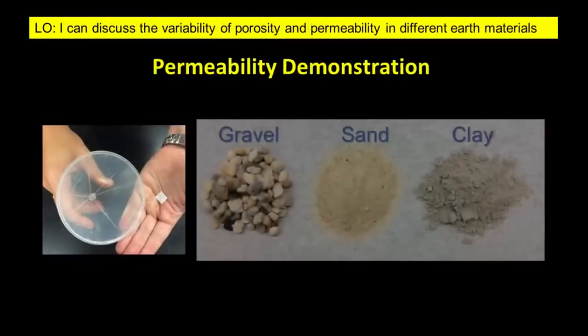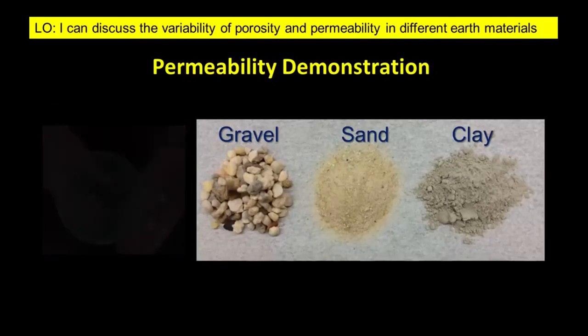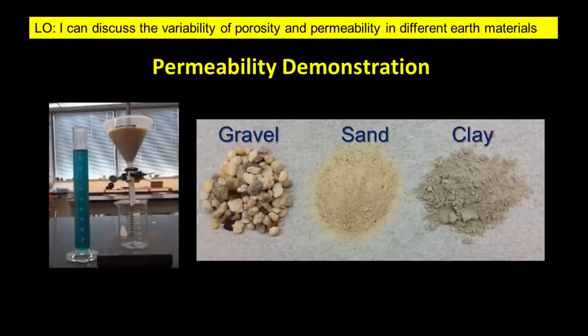We've designed an experiment to demonstrate how permeability varies among gravel, sand, and clay, the common sediments at or near Earth's surface. We've taken a funnel and filled it with each type of sediment. We added a tiny piece of filter paper to prevent the sediment flowing through the funnel. Then we poured a constant amount of water into each setup and watched to see how long it took to collect in the beaker below. The faster the flow of the water, the higher the permeability. Let's see what happened.